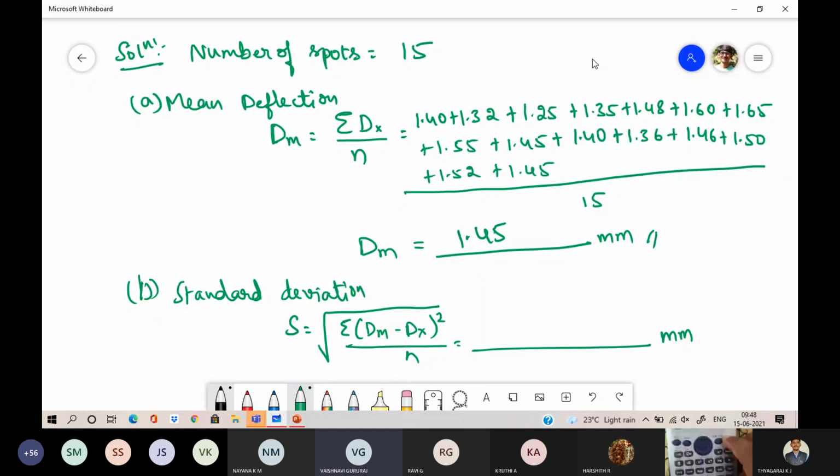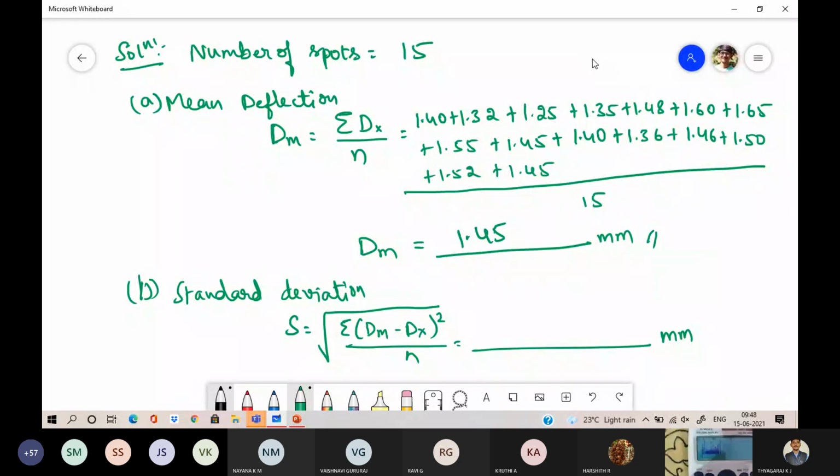So I will show the first one. First you have to press mode. In that you can observe the number 3 you have to press, that is statistical mode, and again you have to press 1 for variance. What is the first value? 1.4. Then press equals. What is the second value? 1.32. So 1.32 we will enter.